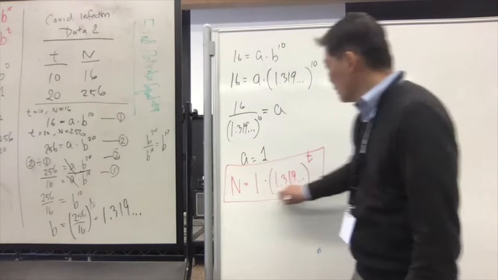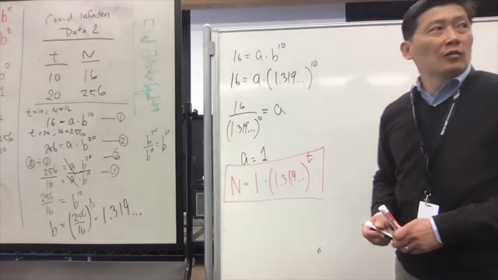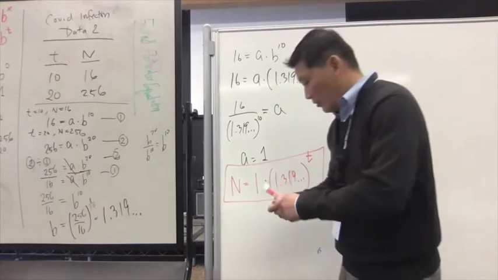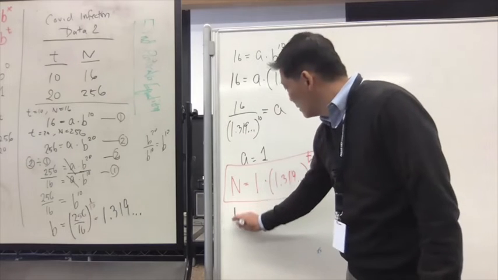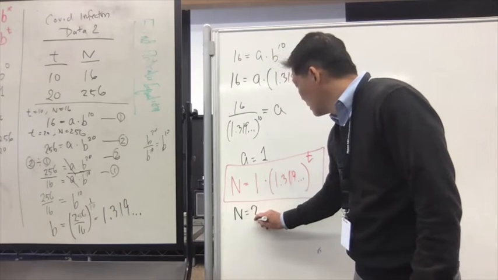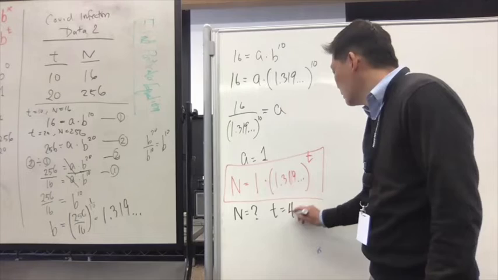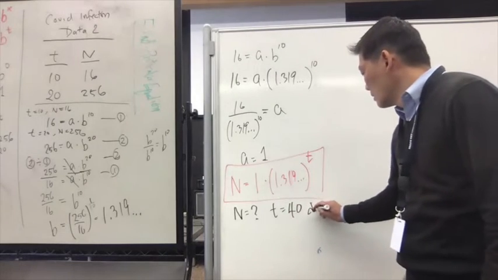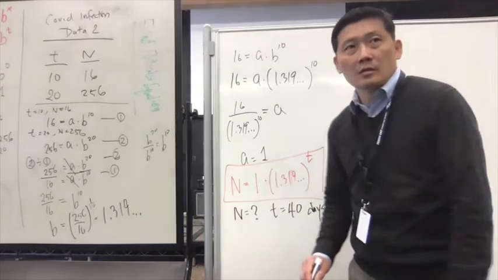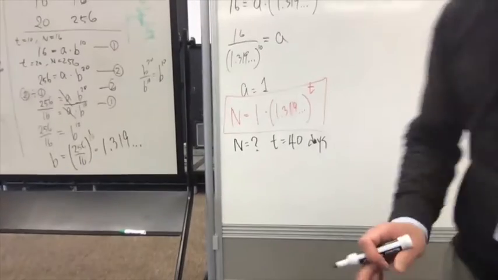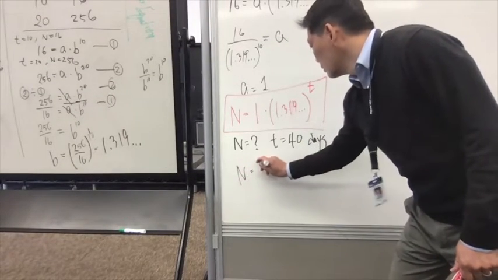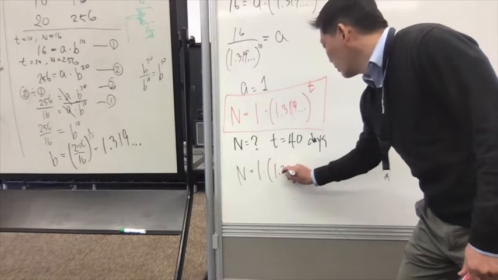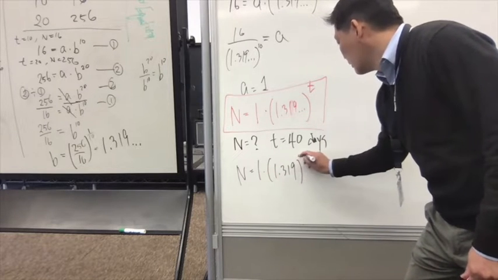This is a particular equation. Now, the next question is, what is n when t is equal to 40 days? That's easy, right? It's just using your calculator. n is equal to 1 times 1.319 to the 40th power.